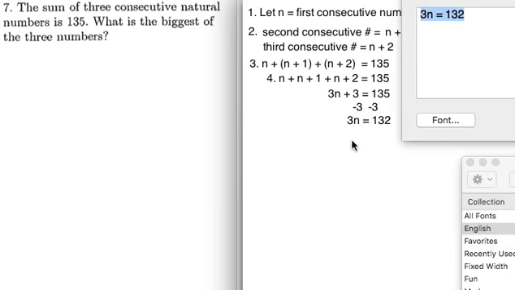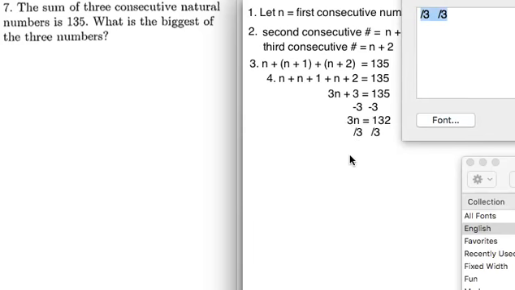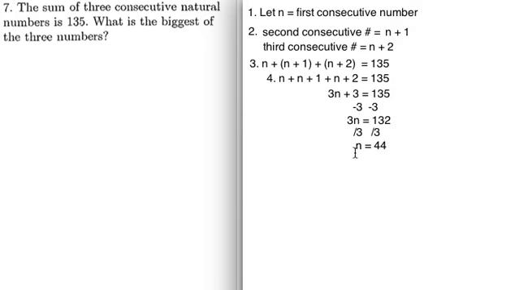Now I'm going to divide both sides by 3 to get rid of the 3 in front of the n. And I end up with n is equal to 132 divided by 3, which is, I don't know, 44? Is that right? I think that's right. So if n is 44, at this point I've done all my algebra. I think I've got a good answer. But I want to make sure and check it.